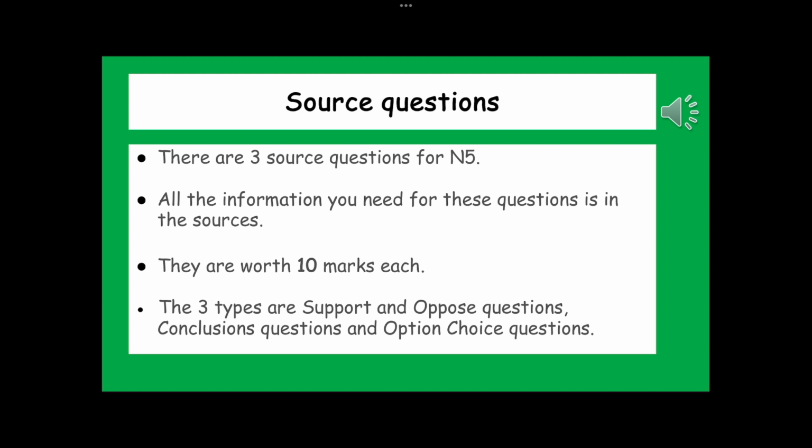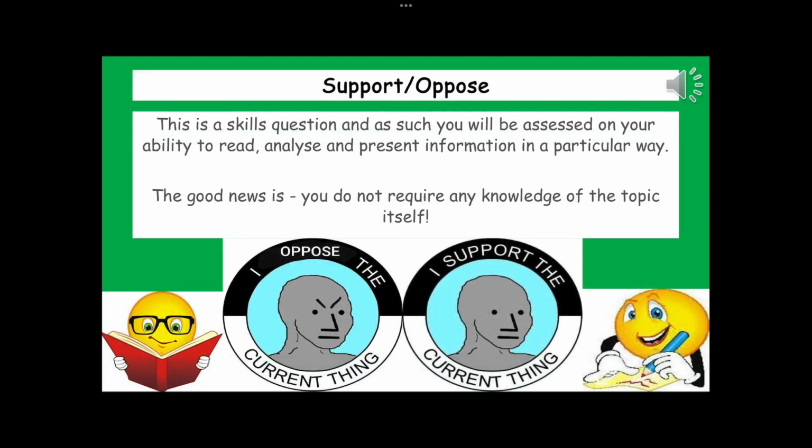All of the information you need for these questions is in the sources. So the good news is you don't need any prior knowledge, you don't need to go in with any knowledge, you don't need to know anything about what the question's about, it's all going to be in front of you. What is being tested here is your ability to look through those sources for key points of information and use them properly within an answer. So these source questions in your Modern Studies exam are worth 10 marks each, and there are 3 different types of source question.